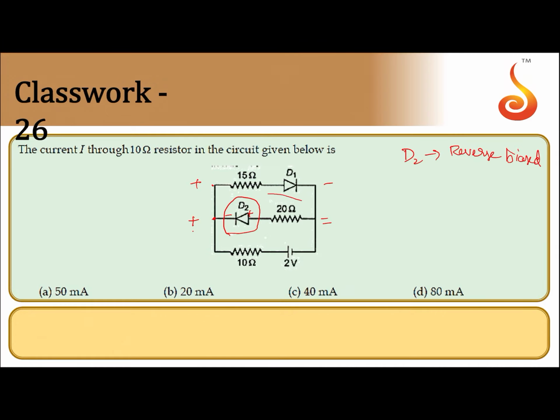So this entire portion can be removed. So remaining circuit, if I redraw, I'll be left with only this. Now what you need to find is current through 10 ohm resistor. This is 10, this is 15. So if you assume it to be ideal diode, then it doesn't offer any resistance. Then current through 10 ohm resistor is nothing but the current drawn from the battery.